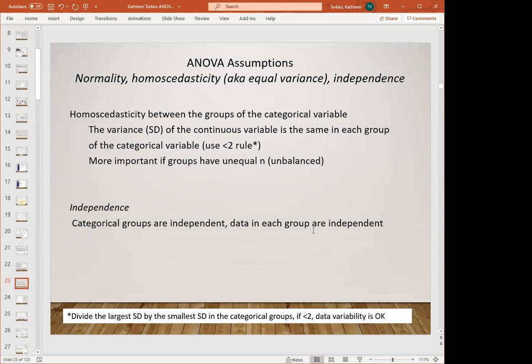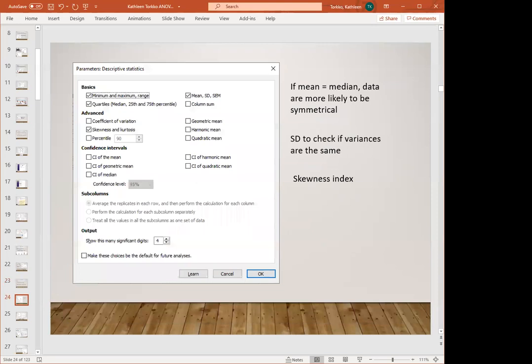And we already went over independence, but that you're categorical. So each group must be measuring different animals or different people in each of your treatment groups, for example, and also the data within each treatment group. The individuals or the mice have to be different so that you have independence.